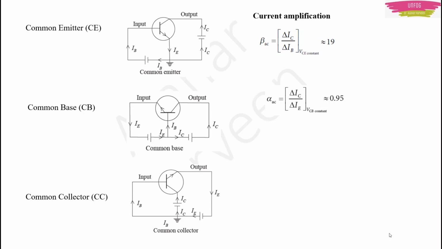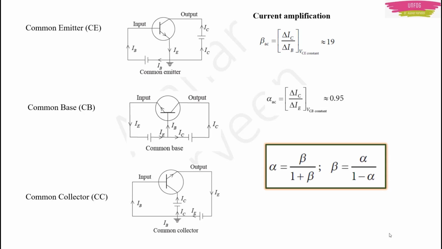It is a constant. Now these alpha and beta are also interrelated. How are they related? Alpha is equal to beta upon 1 plus beta, and beta is equal to alpha upon 1 minus alpha. So they give you alpha and tell you to find beta, or they give you beta and tell you to find alpha. Sometimes they also give you current across collector and base or collector and emitter. Using those values also you can find out whatever parameter they are asking.